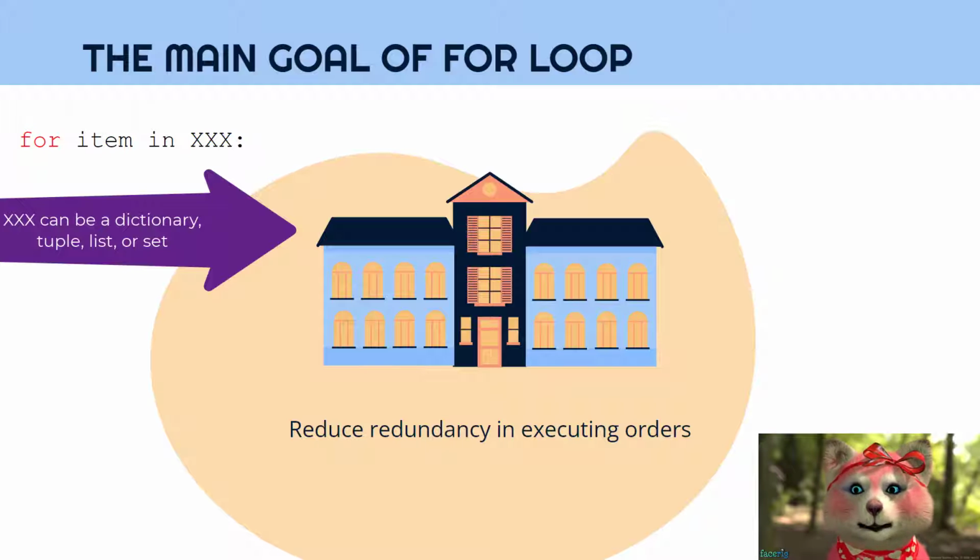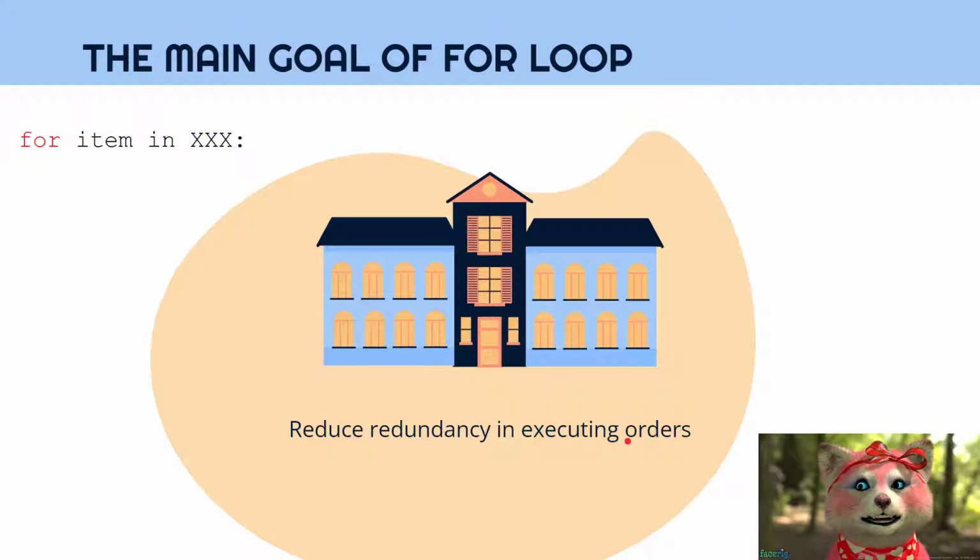And you may wonder why we want to do that. Well, basically, we want to reduce redundancy in executing orders. If we can go through each item inside the list, then basically we may apply the same operation to every single item inside the list, or dictionary, or set, or tuple. So we can use a few lines of coding to complete really complex tasks.